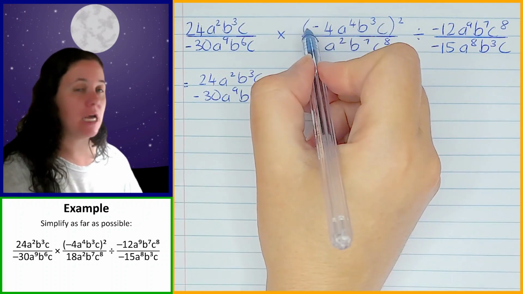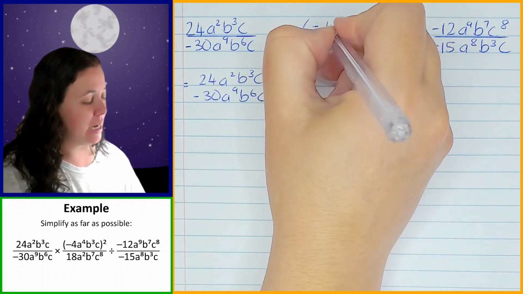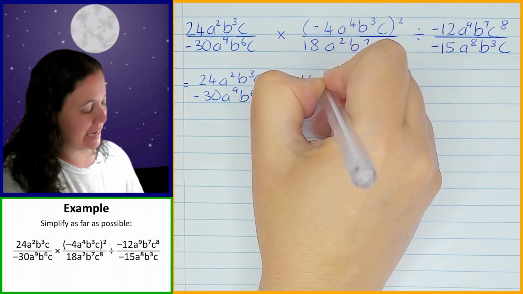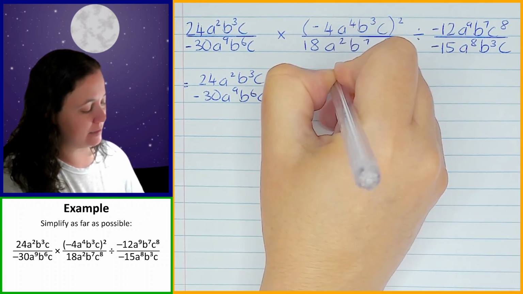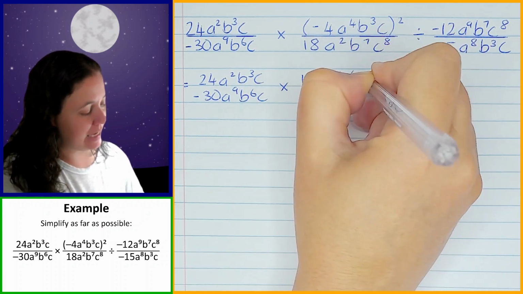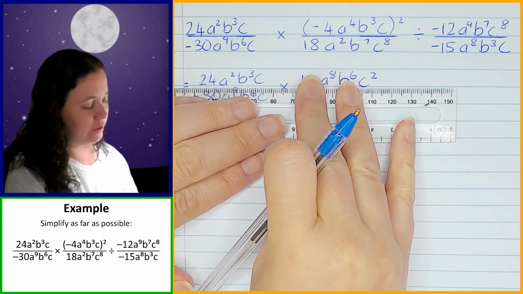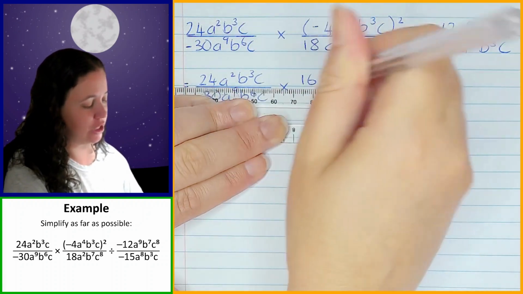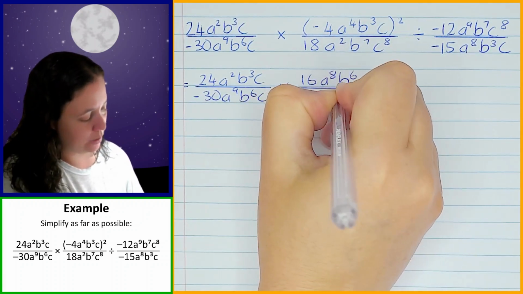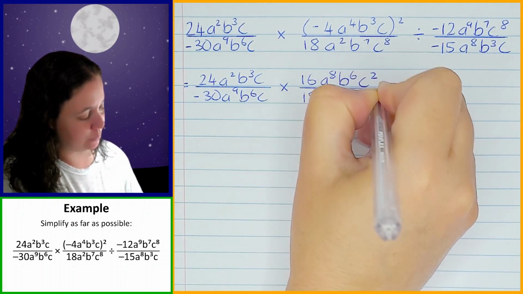Now in this fraction, I've got a negative that's being squared, and when we square a negative, it becomes positive. Then 4 squared is 16. A to the power of 4 squared is a to the power of 4 times 2, which is 8. B cubed squared is b to the power of 3 times 2, which is 6. And then I've got c squared. And that goes over my denominator, which isn't going to change at the moment either. So I've got 18 a squared b to the power of 7 c to the power of 8.